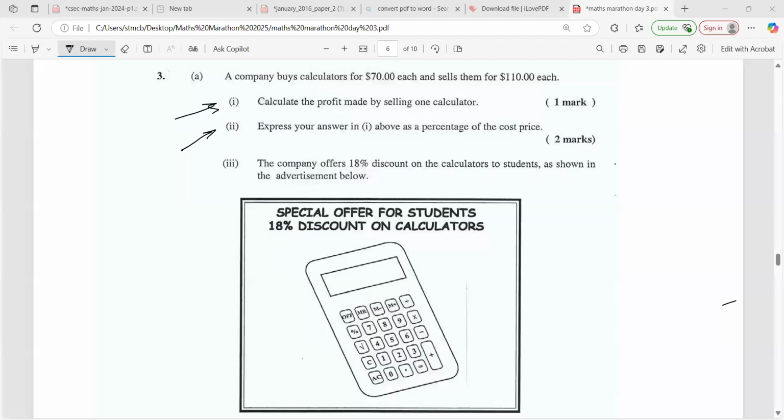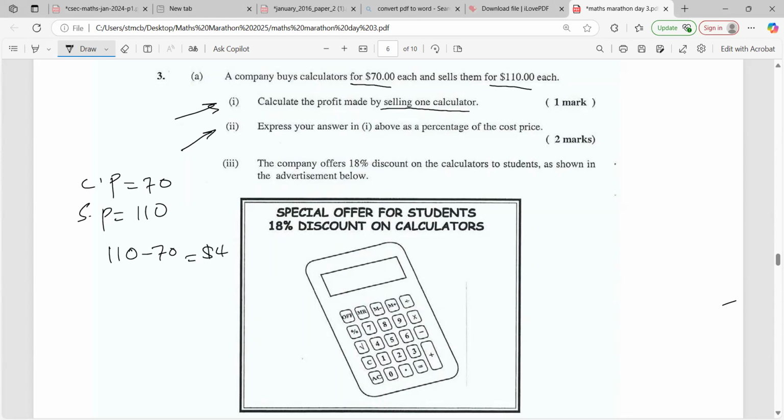A company buys calculators for $70, right? And they sell them for 110. Calculate the profit made by selling one calculator. So that's very easy, right? Because we know the cost price, that is $70. You buy at 70 and sell at 110. Profit, how much you make for your money, right? So that will be $40.